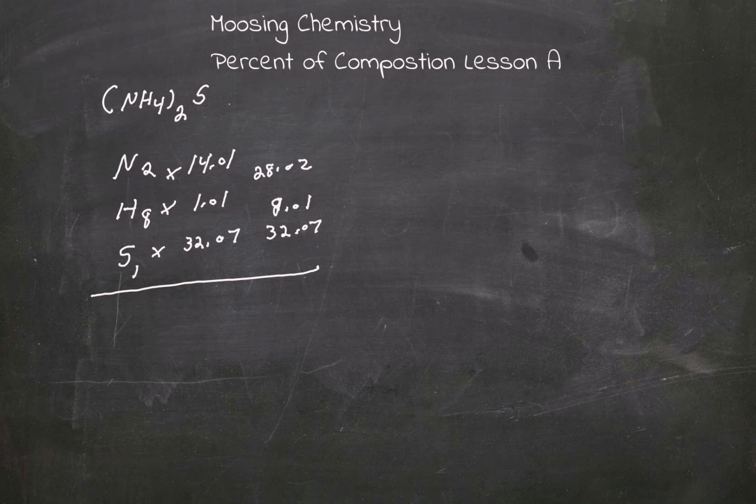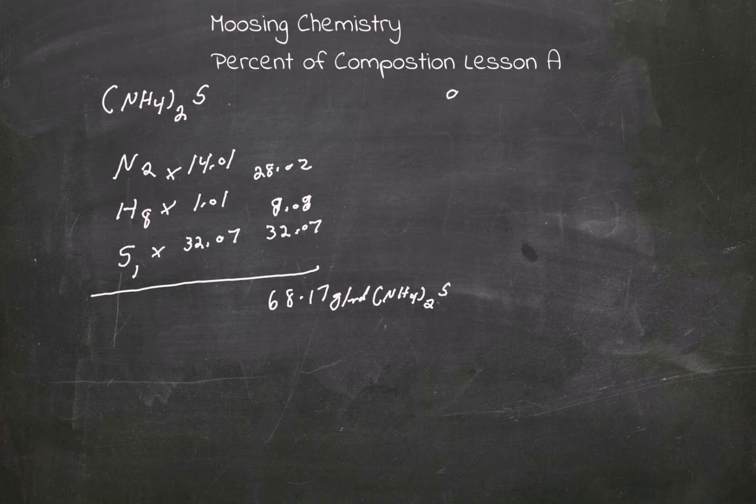Sorry about that, guys. This is 8.08. I'm going too fast. So 28.02 plus 8.08 plus 32.07. So that's 68.17 grams per mole. That's the entire compound, (NH4)2S.